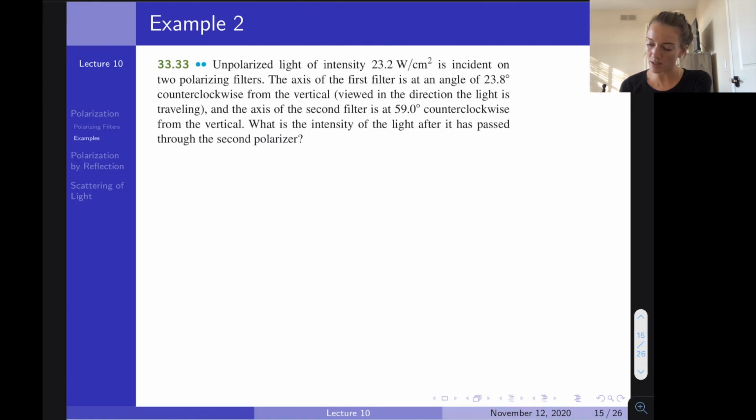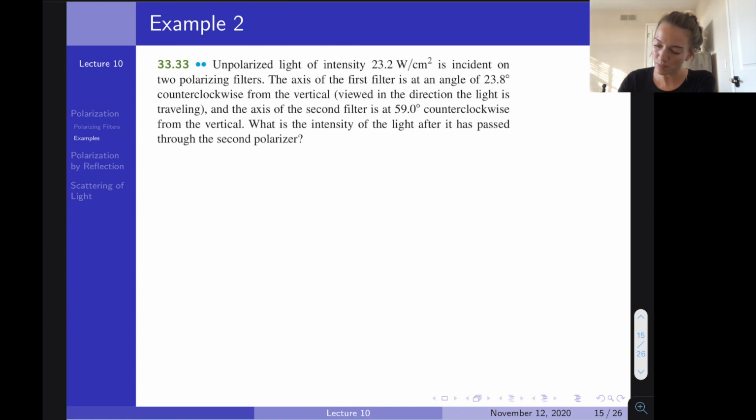Unpolarized light of intensity 23.2 watts per centimeter squared is incident on 2 polarizing filters. The axis of the first filter is at an angle of 23.8 degrees counterclockwise from the vertical, and the axis of the second filter is at 59 degrees counterclockwise from the vertical. What is the intensity of the light after it has passed through the second polarizer?